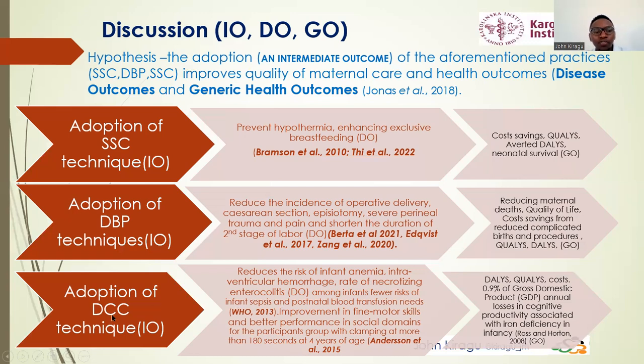Lastly, the adoption of delayed cord clamping. Although in our quality improvement project, we found no effect of the training because the baseline, I think, was acceptable at 80 with room for improvement. So this technique, when fully improved, has huge potential to reduce infant anemia and intraventricular hemorrhage.